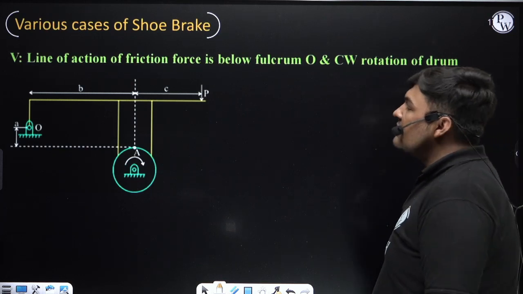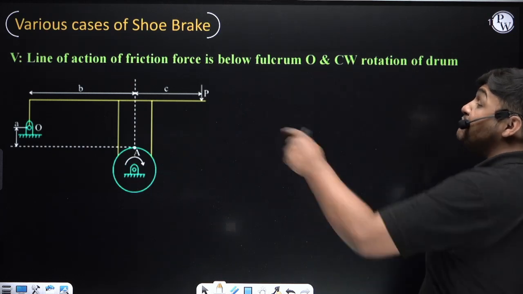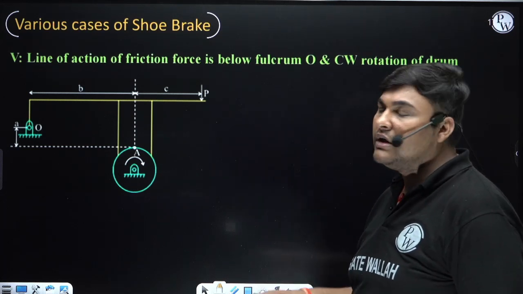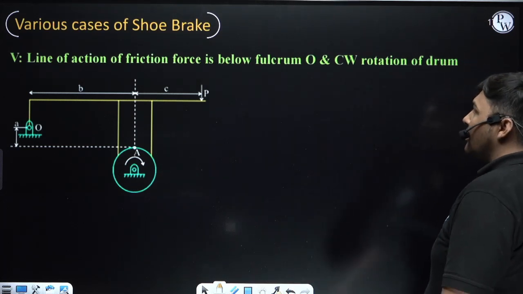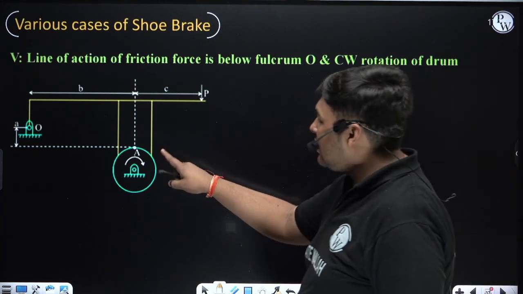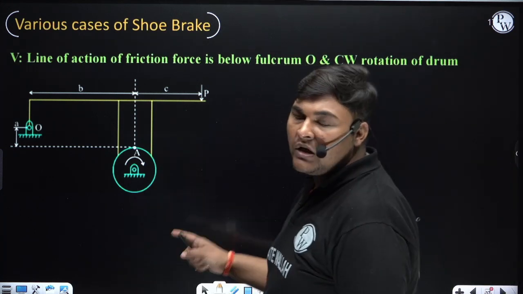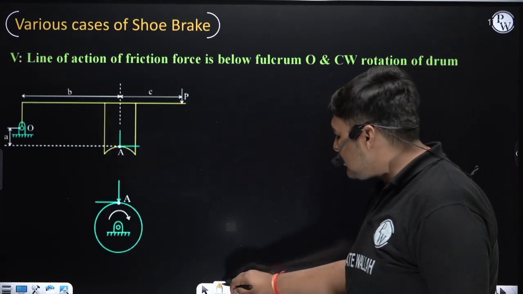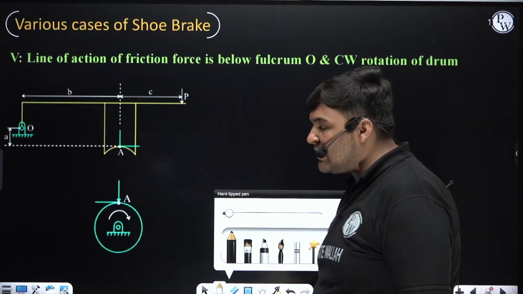What is this case? The line of action of friction is below fulcrum O. In the earlier case, the line of action of friction was above fulcrum O. Here the line of action of friction is below fulcrum O, and the drum is rotating clockwise. Again, to do the analysis of this case, we'll draw the FBD of drum and lever. Here I am drawing the FBD of drum and lever. First I will draw the FBD of drum.